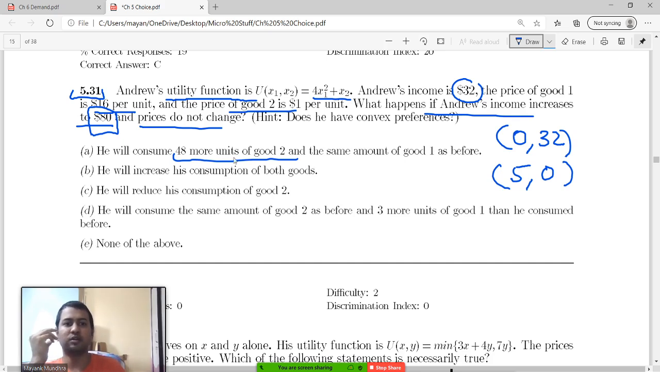Consume 48 more units of good 2, that's false. Increases consumption of both goods, that's false. Reduces consumption of good 2, that is true. Consume the same amount of good 2 as before, that is false. None of the above is false, so the answer is C.